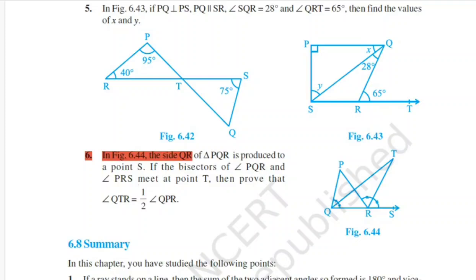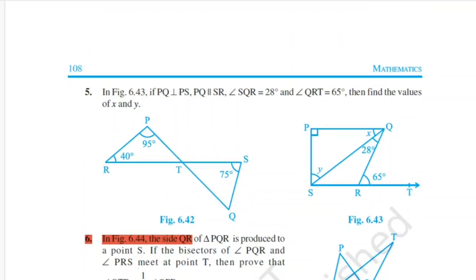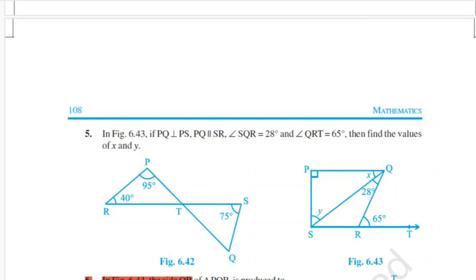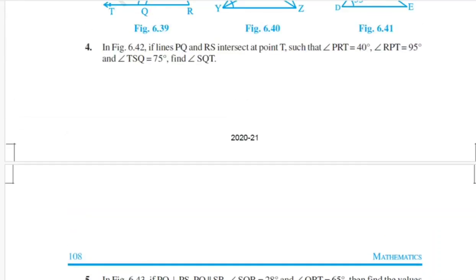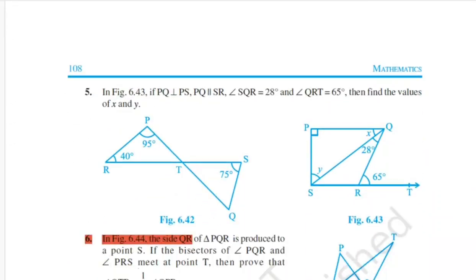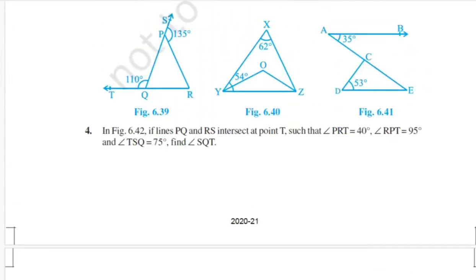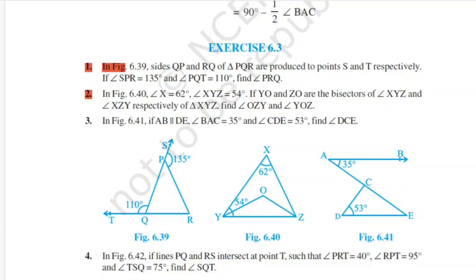Generally they will create the question. Hardly you will get a few questions from the book, 1 or 2 you may get, others they will create, and MCQ surely they will create. So in order to solve the MCQ you need to clear your concepts, especially alternate angle, corresponding angle, linear pair. Everything you have to clear, otherwise you will face difficulty.